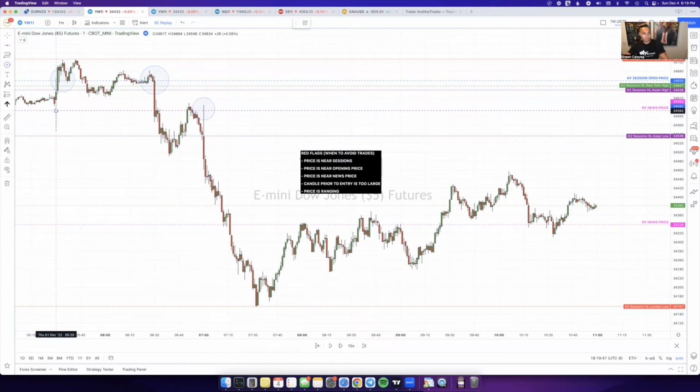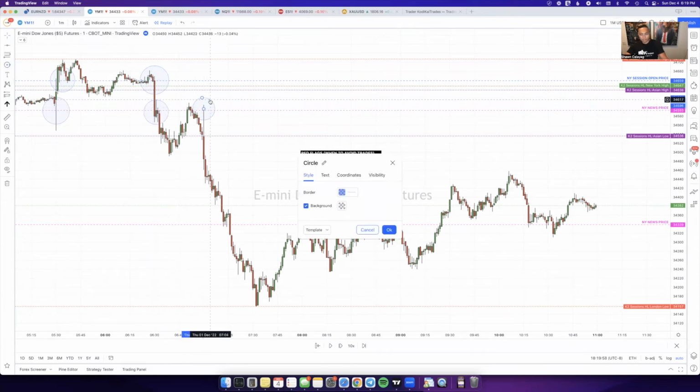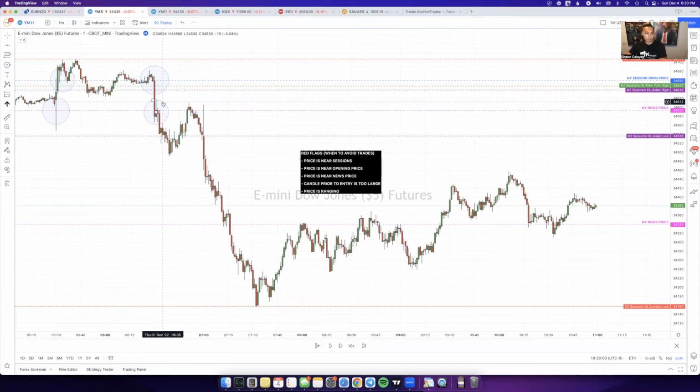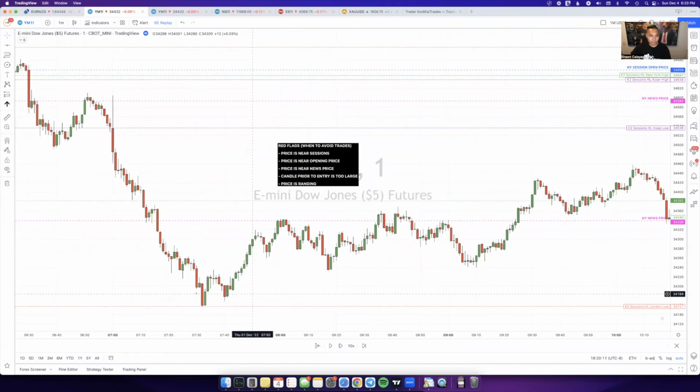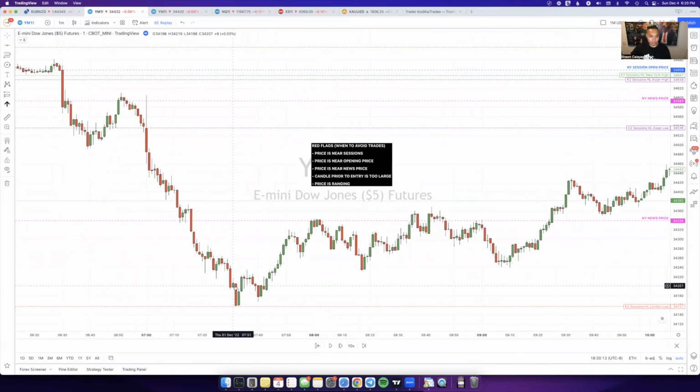You can see again right here, same situation. Price comes up, spikes the news price, shoots right back up. Same with right here. And same with right here. So that's a quick rundown as to why you should avoid these trades. The same situation happens with candles when they're too large. So let me see if I can find an example over here. I'll just use this one down here. It's not super large, but it's pretty big compared to the others.